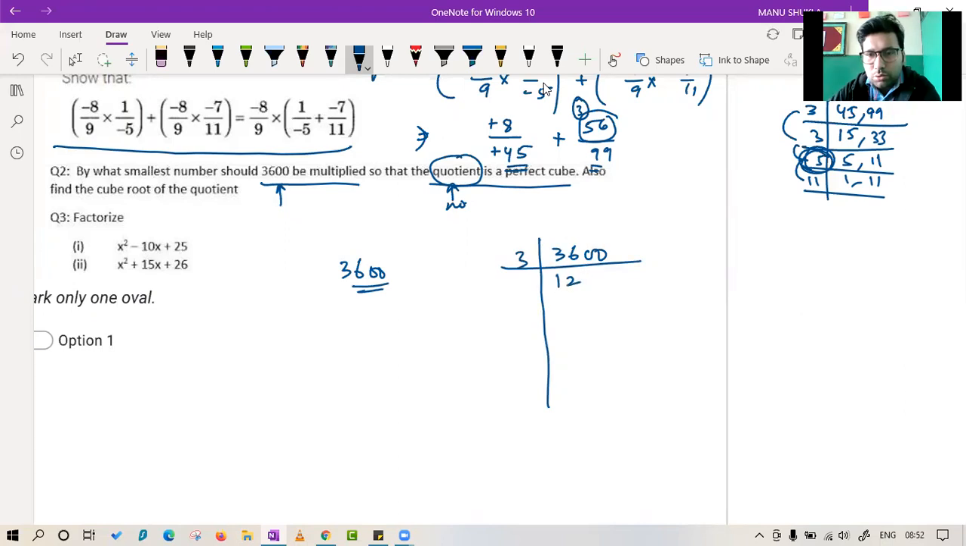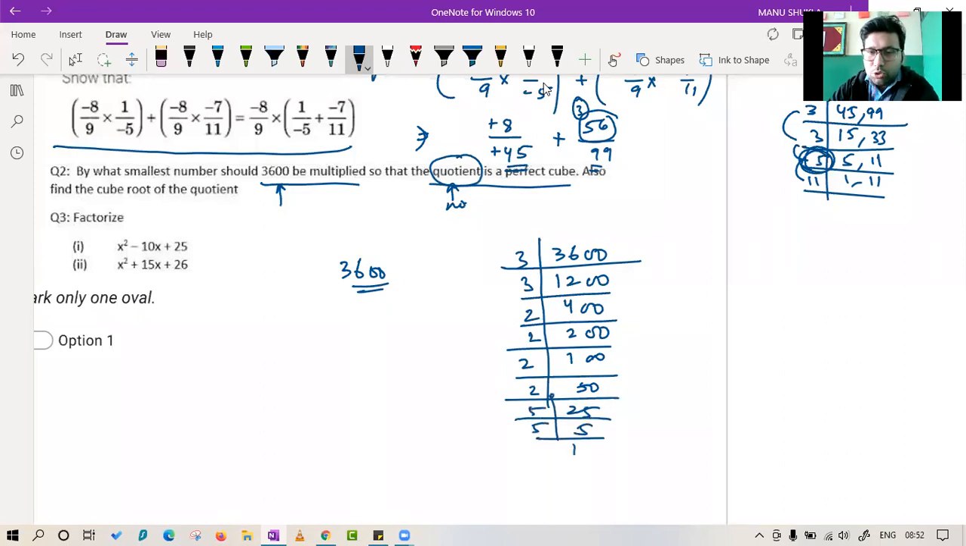Let's see, 3 1s are 3, 2s are 00, 3 4s are 00, 2 2s are 00, 2 1s are, then 2 50s are, then 2 25s are, 5 5s are, and 5 1s are. So you can see there are 2 3s, one triplet is complete, and then this one is again missing. So class, this is requiring 1 5, this is requiring 2 2s, and this requires 1 3.